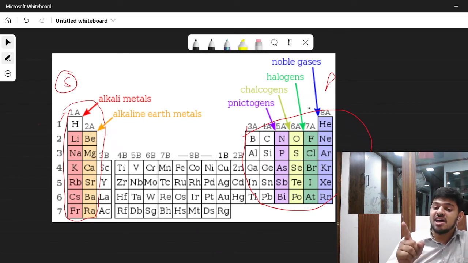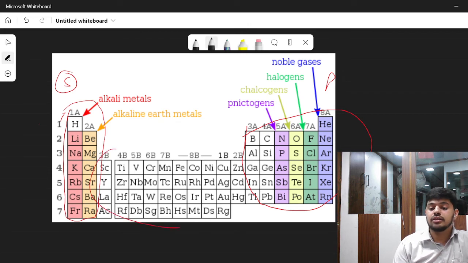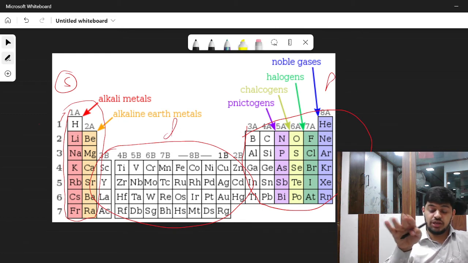Okay, that means every atom whose last electron, or valence electron, is inside the p orbital, you will find only here. And this one is the d. This one is the d. This is s, p and d.